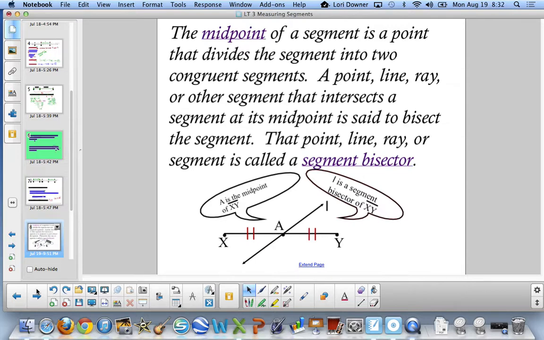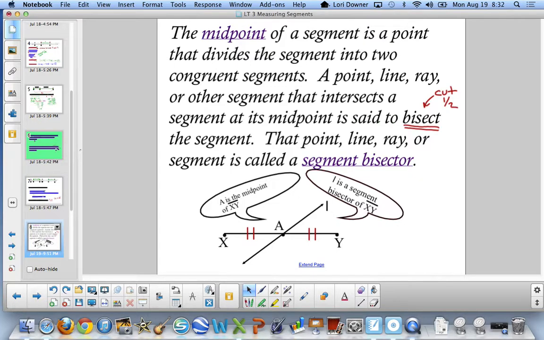All right. The midpoint of a segment is a point that divides a segment into two congruent segments. A point, line, ray, or other segment that intersects a segment at its midpoint is said to bisect the segment. So to bisect is to cut in half. Bi is a prefix for two, and sect means to cut. So you're cutting something in half. So that point, line, ray, or segment is called a segment bisector.